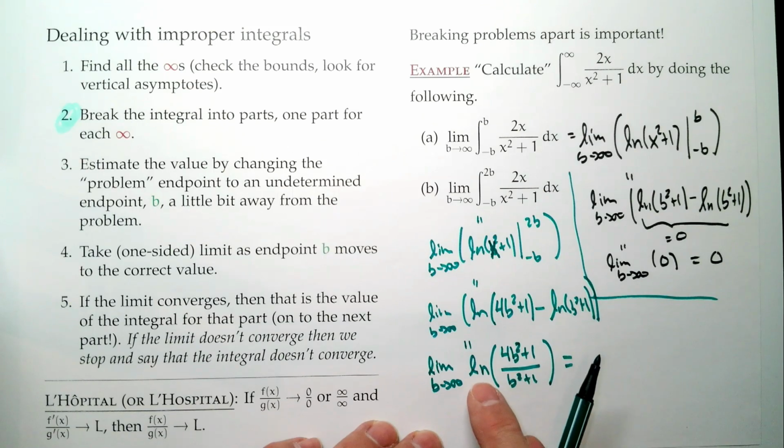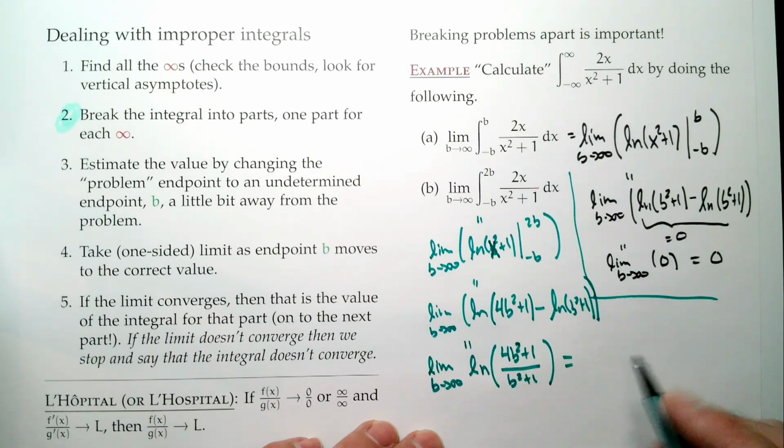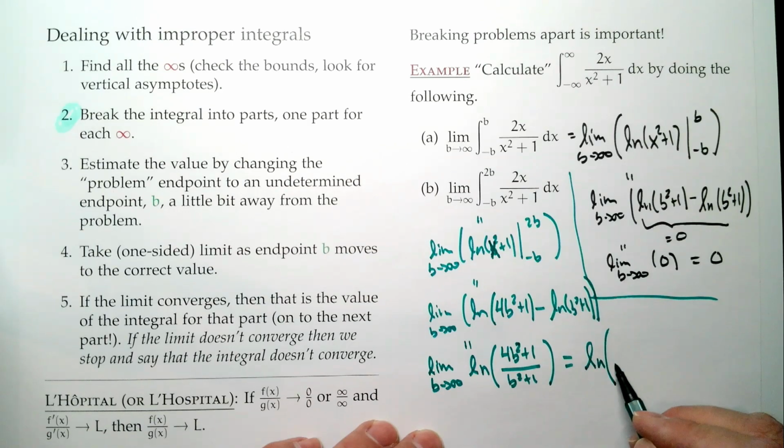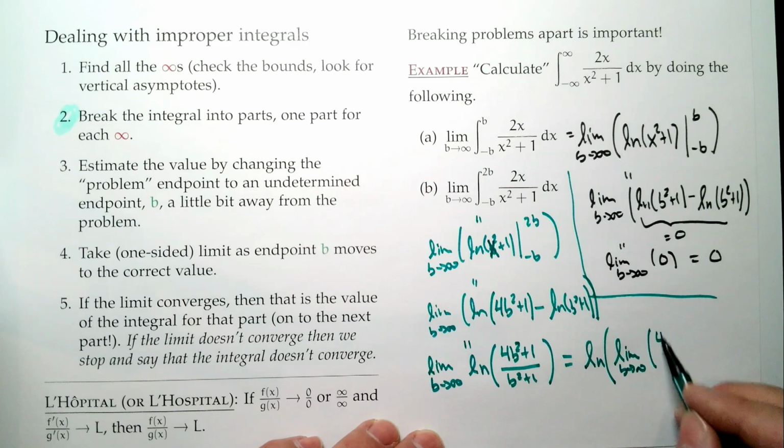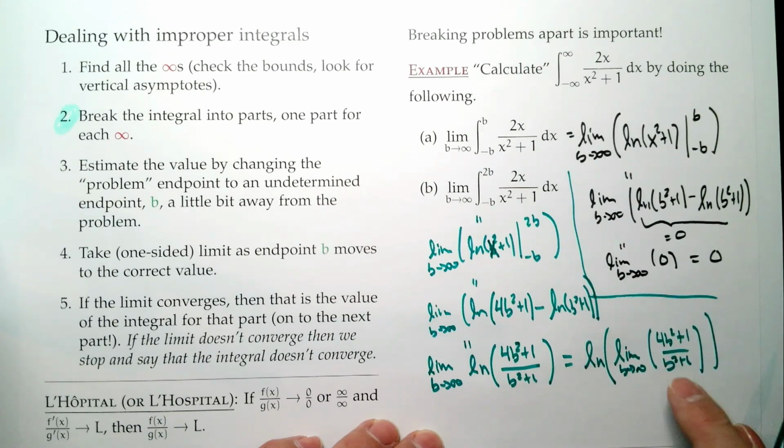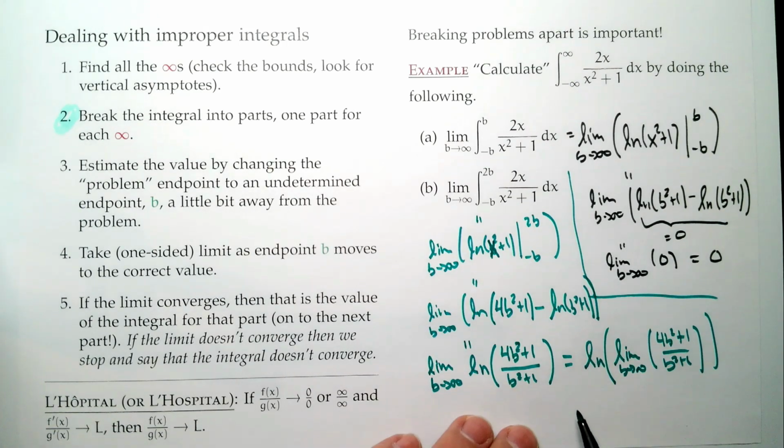And log is a nice continuous function, so I can pass the limit in. So log of the limit as b goes to infinity of 4b squared plus 1 over b squared plus 1. Now, what happens to 4b squared plus 1 over b squared plus 1? Goes to 4. You can see it by looking at the leading coefficients. When you have polynomials, you look at the leading coefficients. That gives you the answer when the degrees are the same. And therefore, this is natural log of 4.